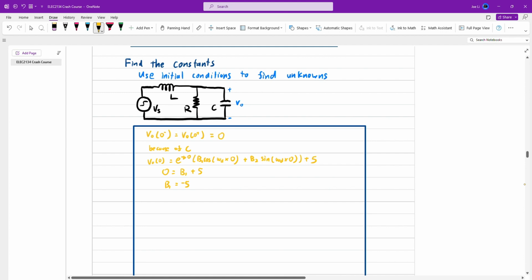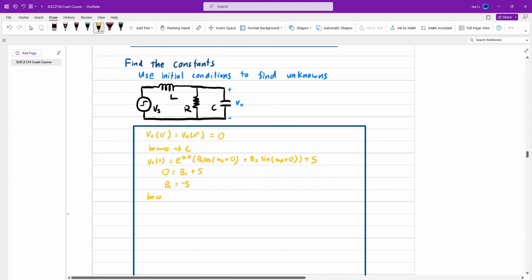Now, once we get B1, we can go ahead and keep going. The inductor is the other thing we use, but we don't really care about the voltage across the inductor. We care about the voltage across here. So what can I say? When the voltage steps up, inductor current doesn't change instantly. That means the current through here and the current through here doesn't change instantly because it's stopped by the inductor. The inductor causes them not to change instantly. Cool.